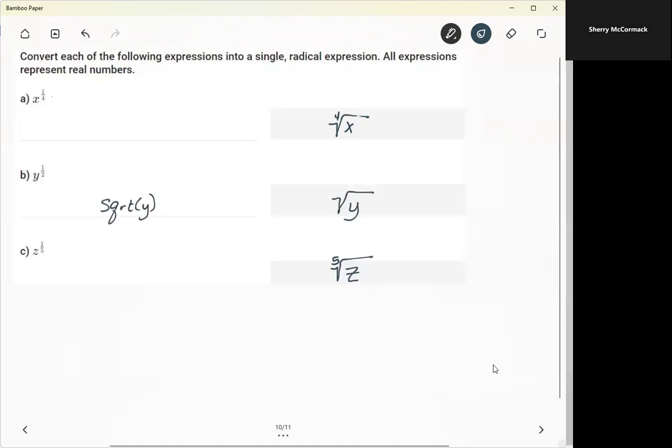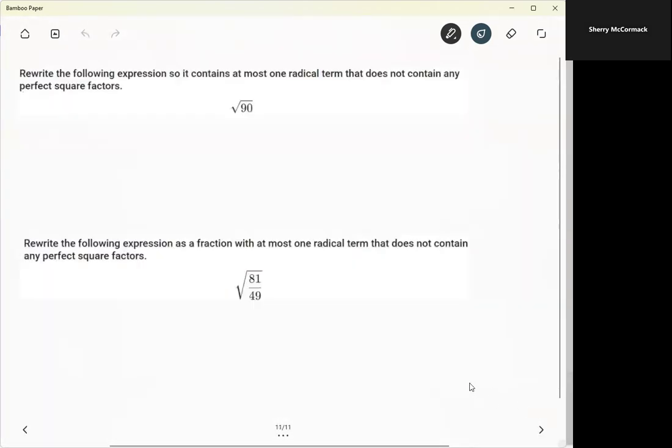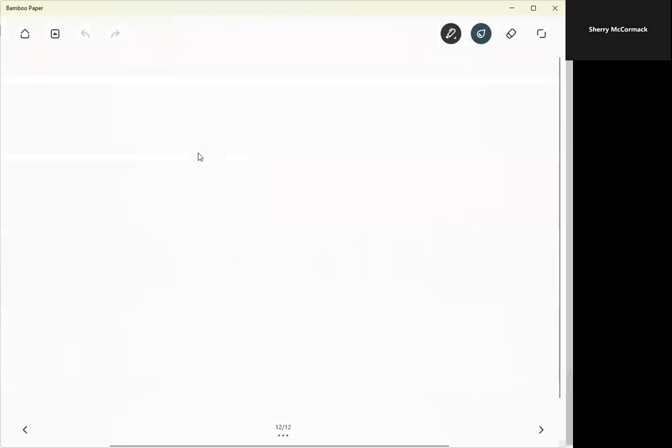Okay, now for these next problems, you might be asked something like rewrite the following expression so it contains at most one radical term that does not contain any perfect square factors. Okay, that's a whole lot of words to say. They just want you to reduce this root down. Okay, so I'm going to come over here and I want to give us a real quick lesson on how to reduce some of these square roots.